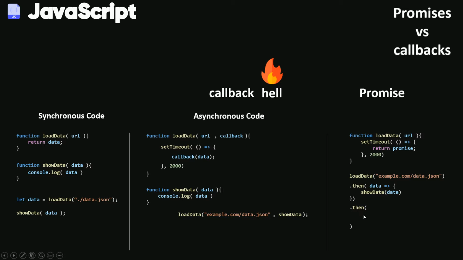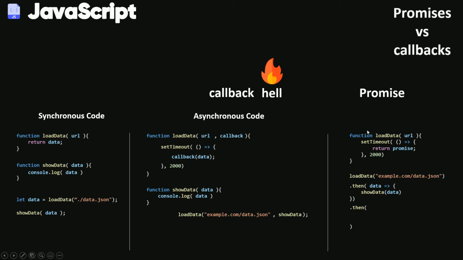Now, something we didn't talk about is taking care of errors, because errors may happen when you send a request to a server and then you get back a response. Some error could happen along the way. Again, using callbacks to handle errors is going to be a big problem. But with promises, it's going to be really easy.